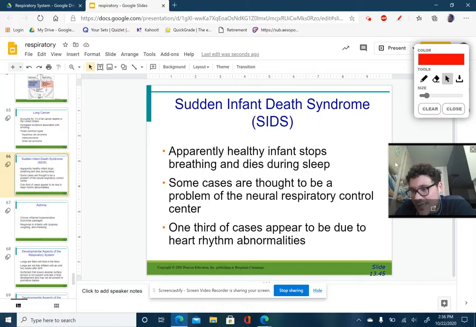Again, this is not something that happens all the time, but it is still obviously tragic because this typically occurs within the first month or so of birth. This is not something that affects children years into their life.